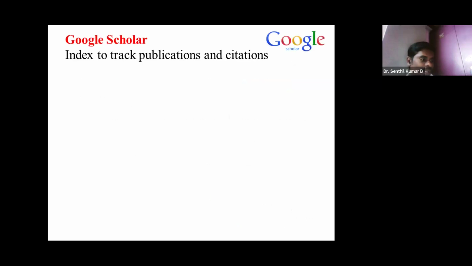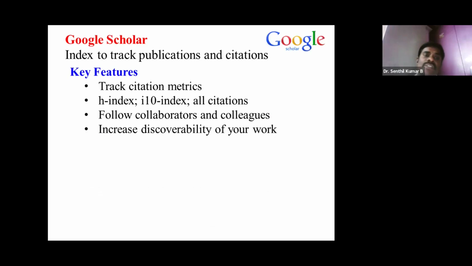And Google Scholar. I think you people are a bit familiar with Google Scholar, because in everyday life we use our Gmail account, and every one of us has a Google account. Similarly, Google Scholar will help you track publications as well as citations. The key feature of Google Scholar is that you can track the citation metrics, the citations of your publications, and Google Scholar also gives the h-index, i10 index, and all citations.